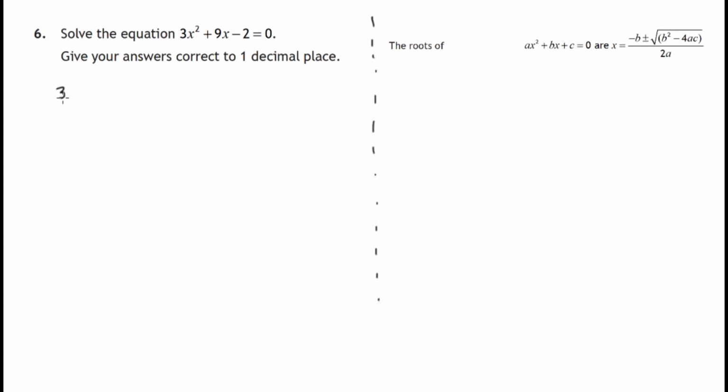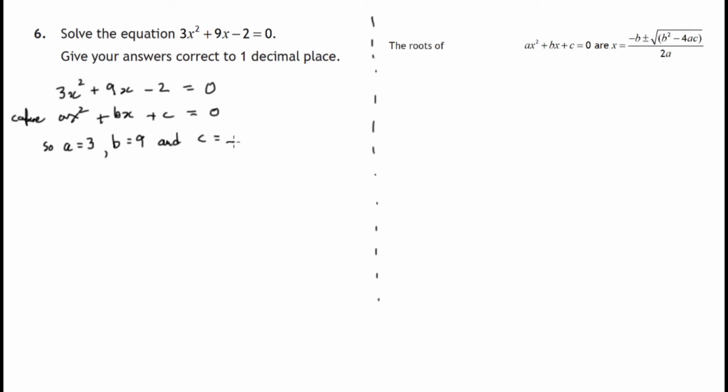So, we'll take the equation that we're given, 3x squared plus 9x minus 2 equals 0. We'll compare it with ax squared plus bx plus c equals 0. And you can note that a is equal to 3, with 3 lots of x squared, b is 9, and finally c is negative 2, and that negative is important.